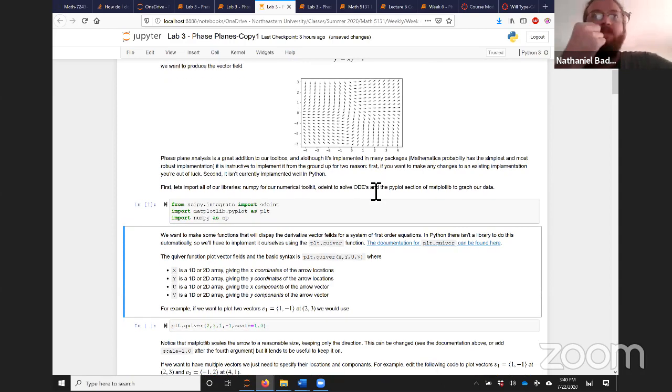Basically, slope plots and vector field plots are pretty easy to produce once you have the code to do it. The only trick is that you have to figure out how to supply PyPlot with an arrow for every point on the grid.